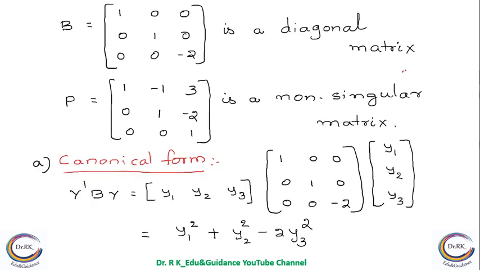Now, B is a diagonal matrix. P is the matrix which helps us in the transformation, which is a non-singular matrix, and Y equal to Px is the non-singular transformation. So once this B matrix is there, very simple. Y transpose, that is the new variables y1, y2, y3, with this B matrix, and then simply what we get is y1 square plus y2 square minus 2y3 square. So this is the canonical form.